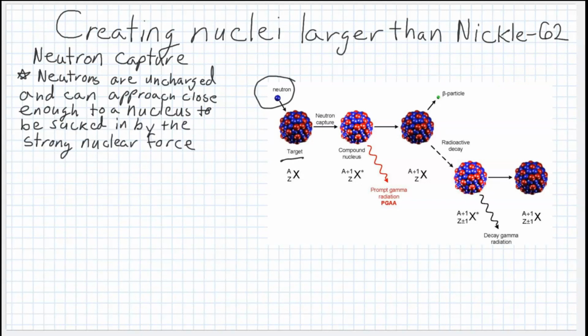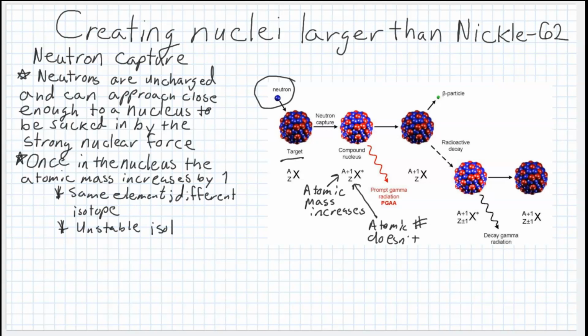A neutron is added to my target nucleus, which increases my atomic mass by 1. But it doesn't affect my atomic number, which means I don't change the type of element I have, but I change the type of isotope I have.